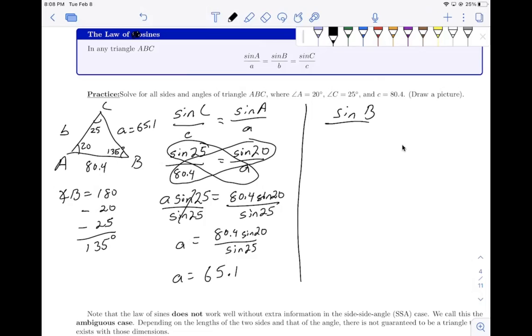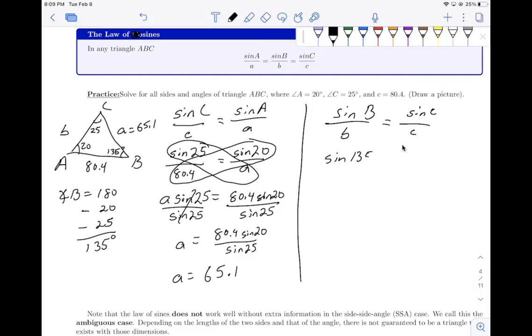I can say that sine B over side B is equal to, and I have my choice. I can pick sine C over C or sine A over A. It really doesn't matter. I'm going to go with sine C over C just because those were both given to me in the problem. So there's no chance I could have made a rounding error or anything. It's definitely going to be correct there.